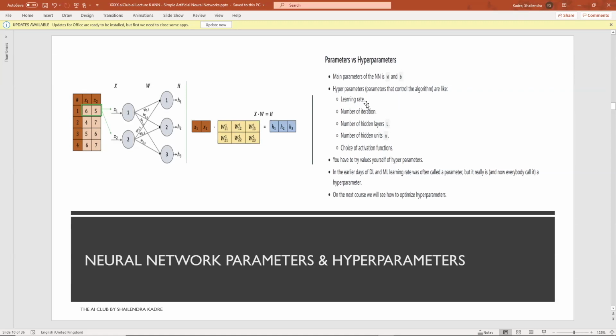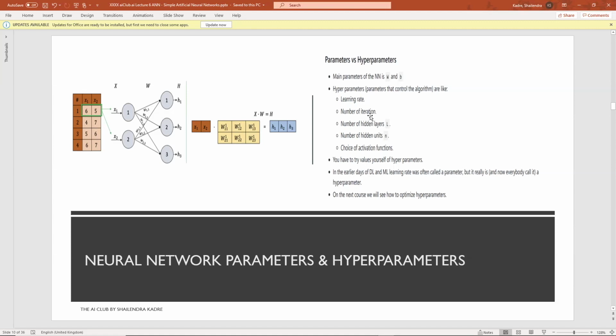Now, which are the hyperparameters, you will ask? Number one hyperparameter in a neural network is the learning rate, which I have not explained to you. We'll see it going forward how much the learning rate of a neural network should be. Don't worry about it right now.